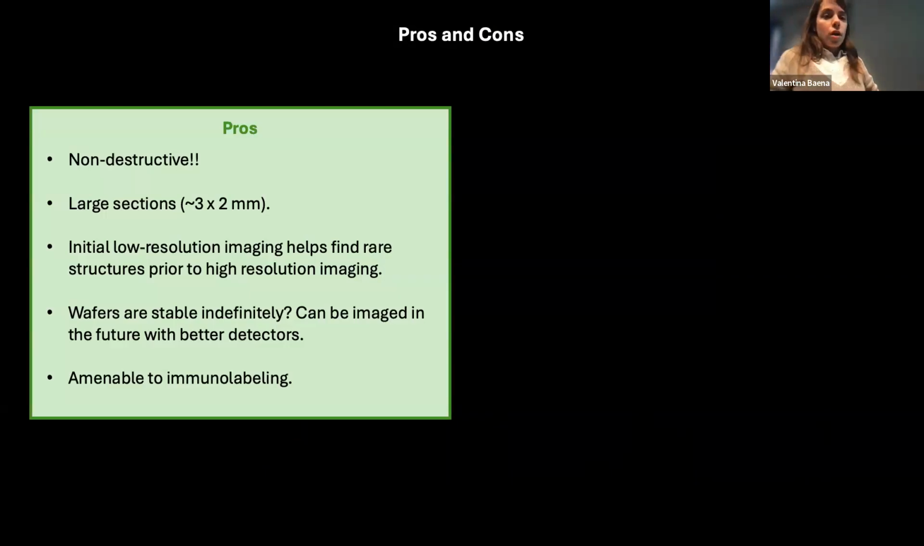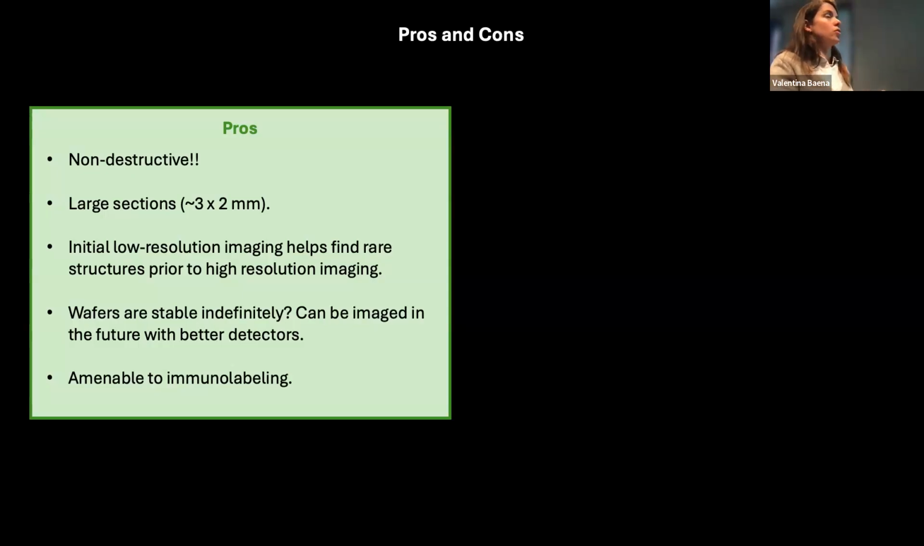So a little bit of the pros and cons. What I think is the most important pro of this method is that it's non-destructive. So you can take your tissue, even if you're not sure exactly what you're looking for, as long as you collect the sections, they're presumably good indefinitely. I have a question mark here. It says wafers are stable indefinitely because I haven't tested this. We've only been working on this for 8 years or so, but so far it seems to hold on.